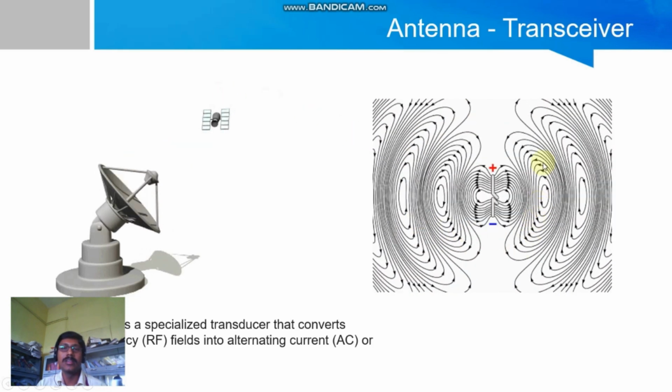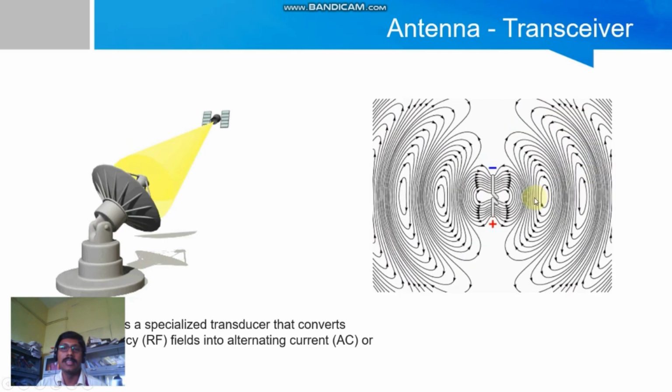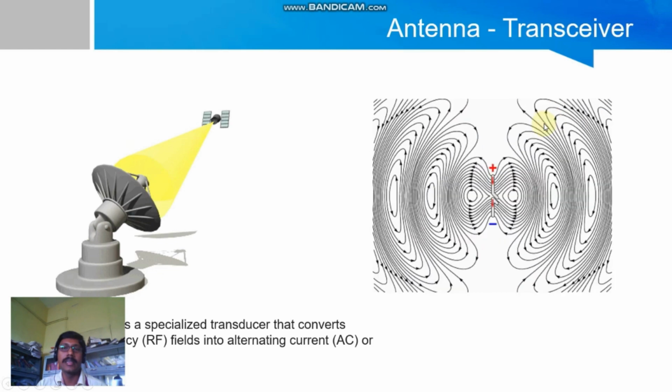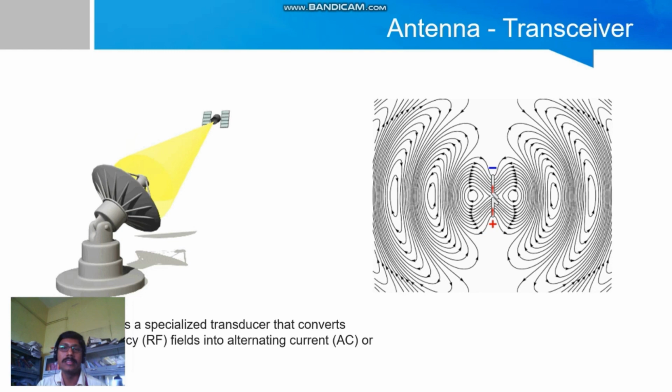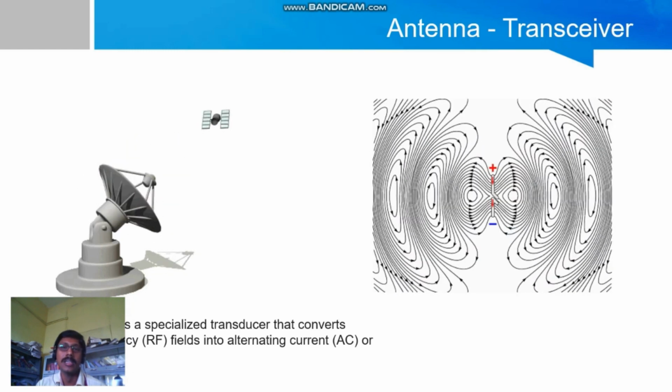On the right hand side you can see how the antenna radiates in the air. So we have seen rectangular coordinates, spherical coordinates, and circular coordinates. This coordinate system is based upon spherical coordinate systems.